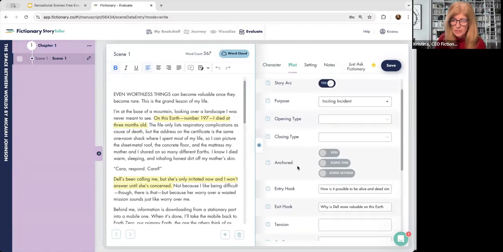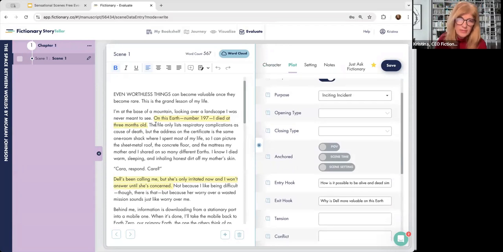Let's go to the entry hook. Right in the first paragraph, or second paragraph, sorry. "On Earth number 197"—that's the number of the Earth she's on—"I died at 3 months old." So the entry hook is, well, how can you possibly be alive and dead at the same time? So right away, we know we're reading something that's not quite normal.